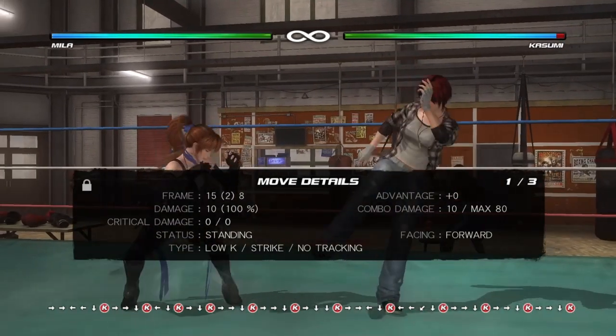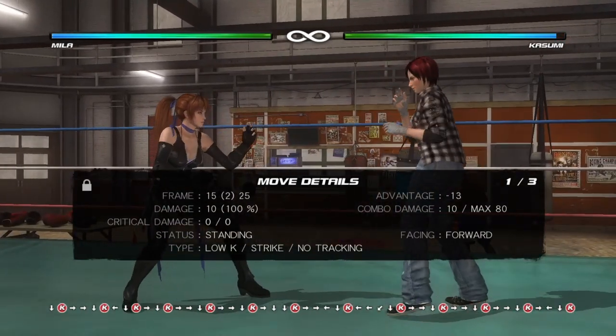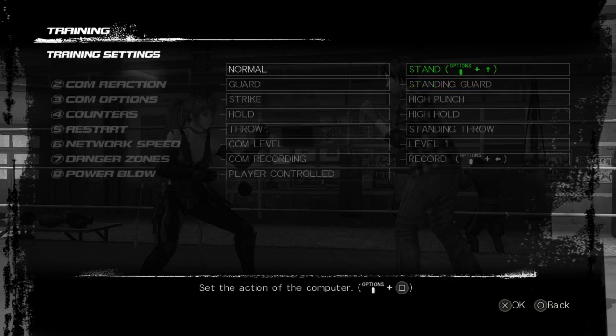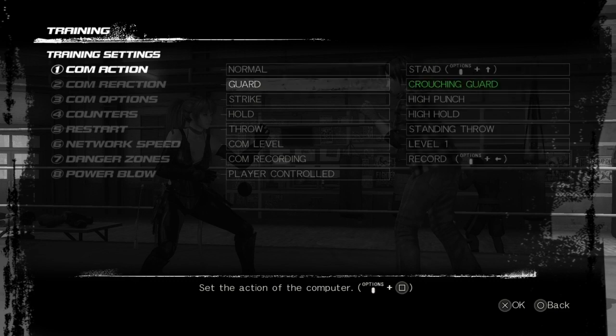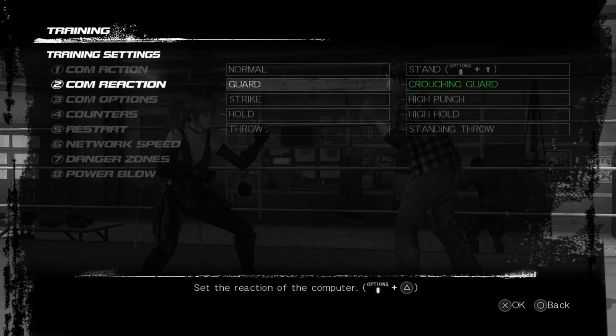You can just pop that from anywhere, and it also doesn't look like it will do that much. Minus 13 though, but that's not too bad considering this game. It means it can be punished though, like Kazumi can punish it. I don't know. Let's try crouch guard. But from that range, maybe not. Crouch guard. Reaction crouch guard. Right, okay.